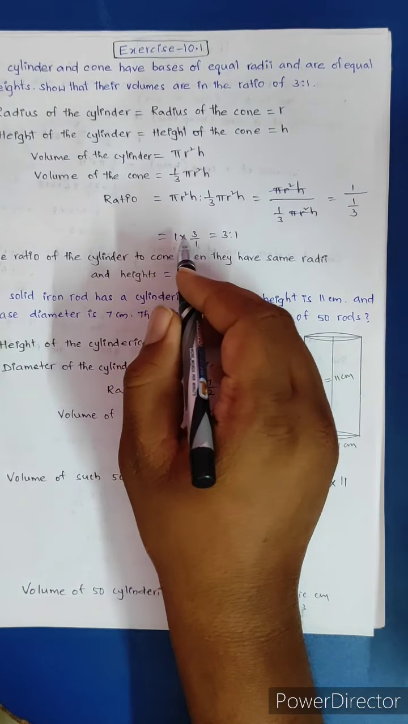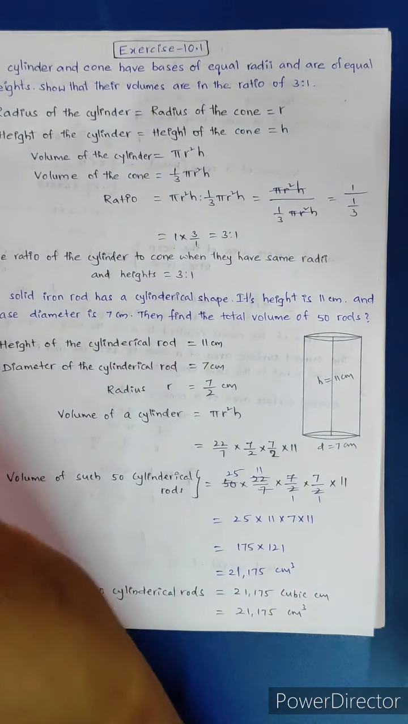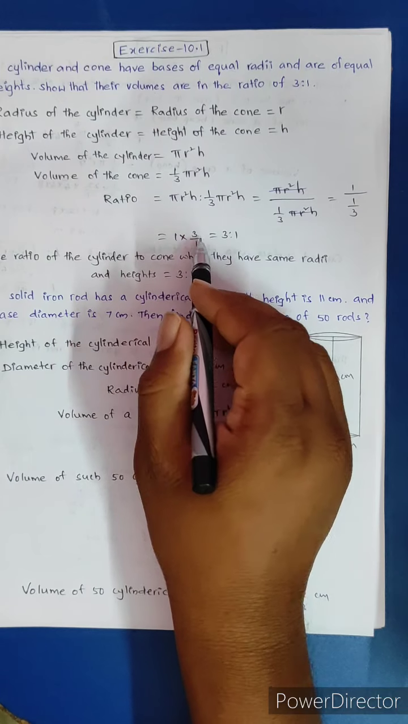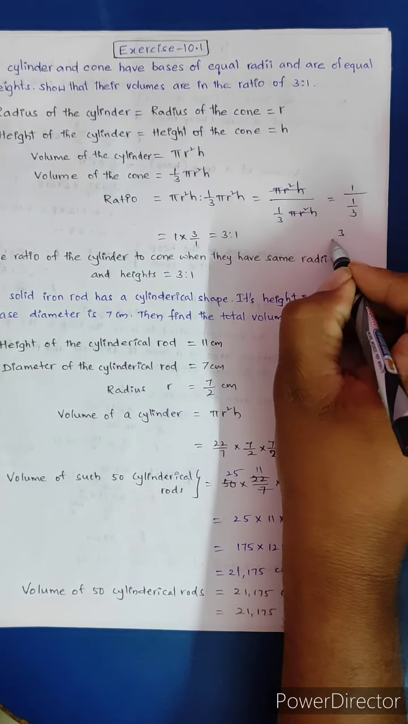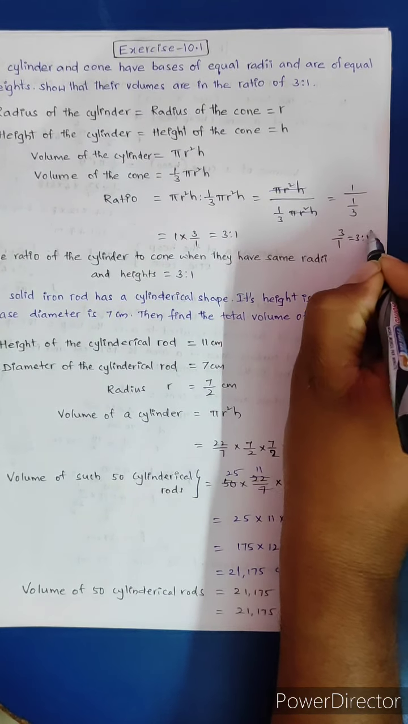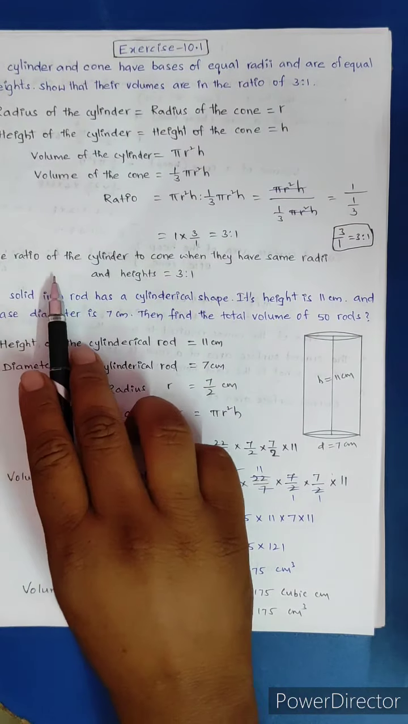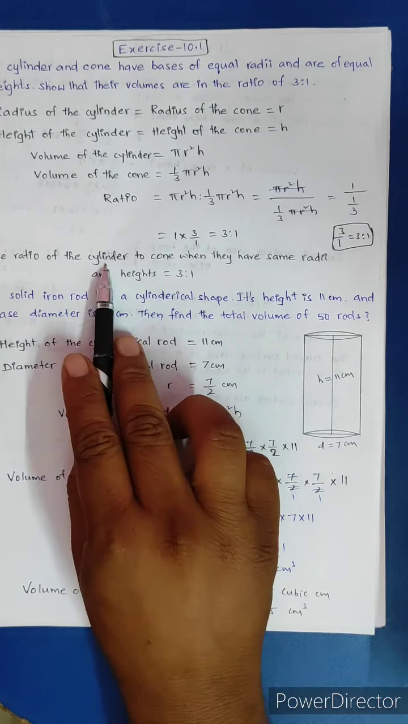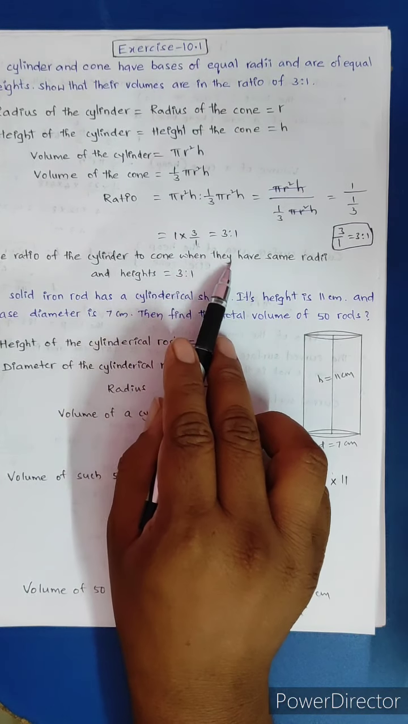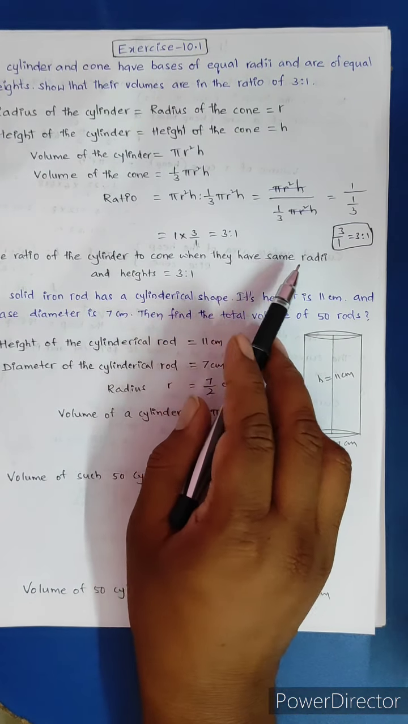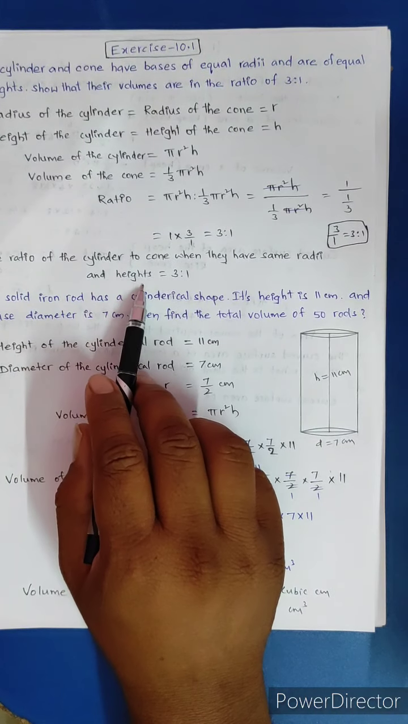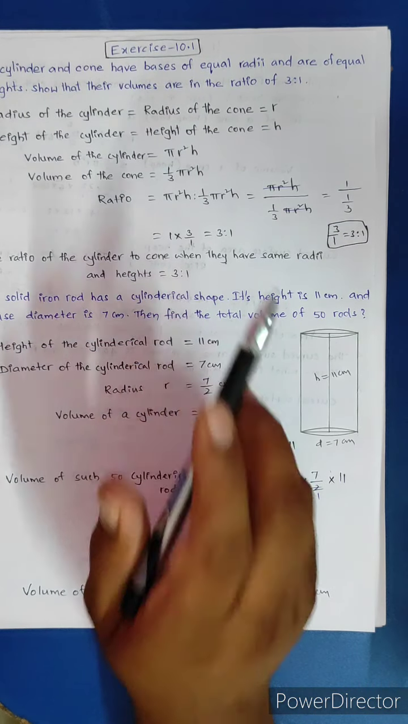3 into 1/3 is 3. Three by one means the ratio 3:1. This is the fractional form; this is the ratio form. The ratio of the volume of a cylinder to a cone, when they have the same radius and height, is equal to 3:1.